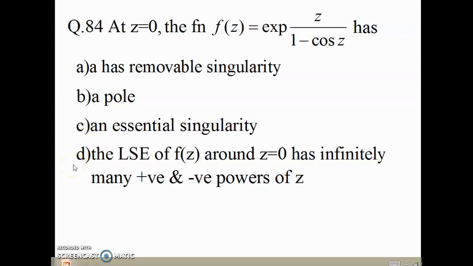We know if f of z has an essential singularity at 0, then it has infinitely many terms in the principal part. So it has infinitely many negative powers of z. It doesn't talk about positive powers, so we can neglect option D. So our correct option is C.